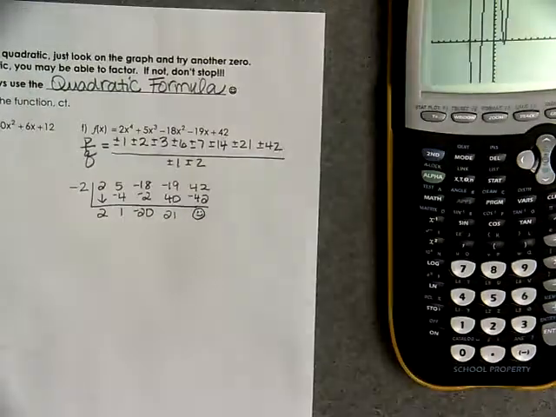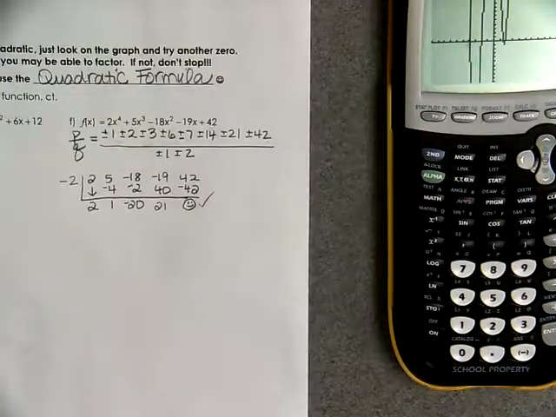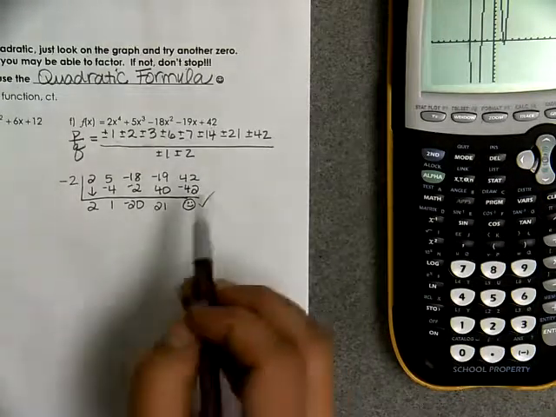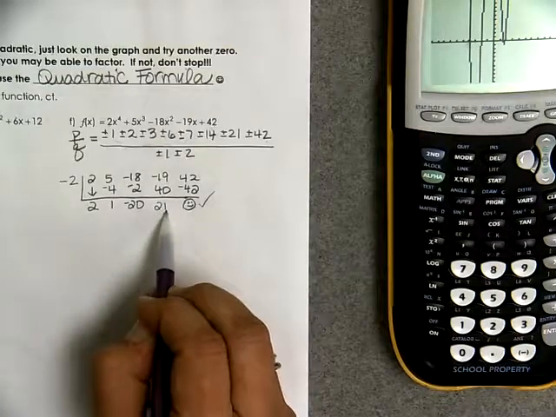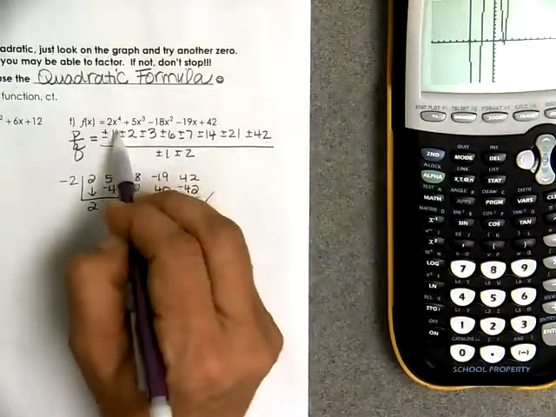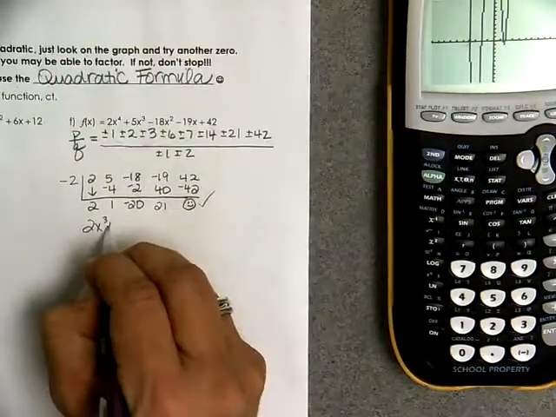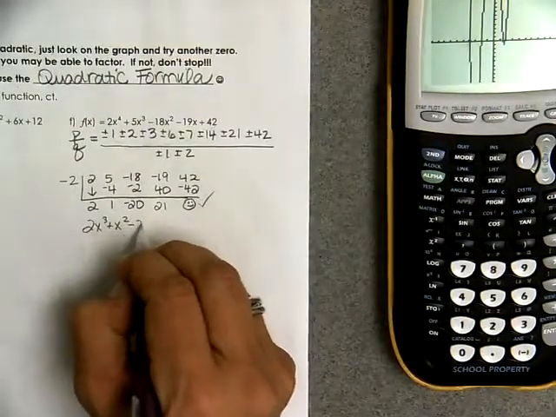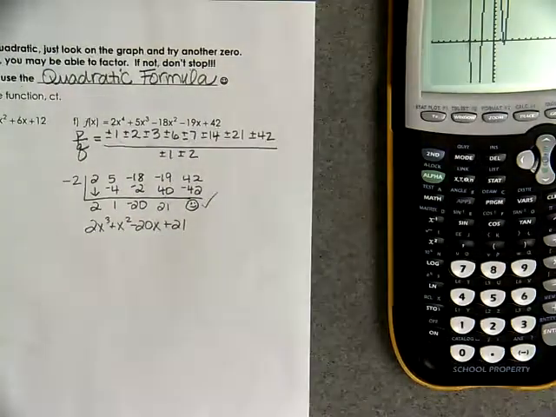And I do see that we get a remainder of 0. So I've verified that negative 2 is a zero. So then let's think about what we would have left. We had a quartic, so that means that I'd be left with a cubic: 2x cubed plus x squared minus 20x plus 21.